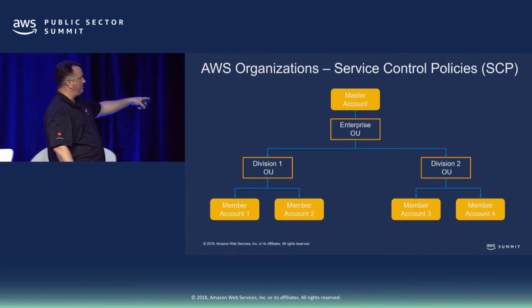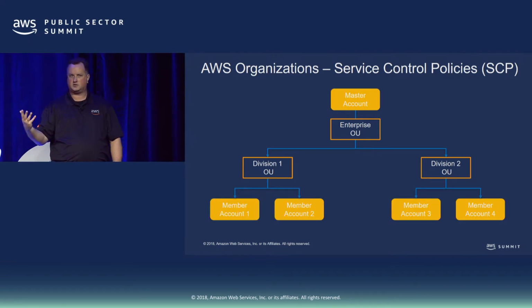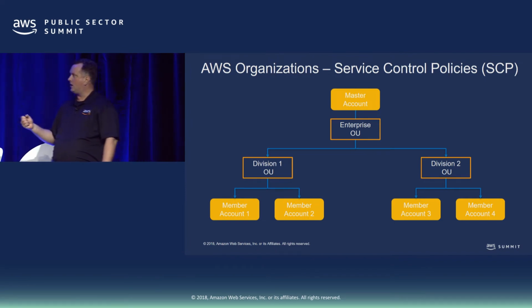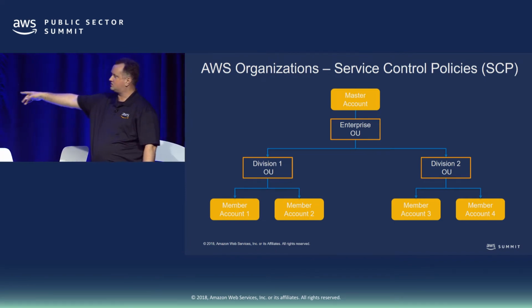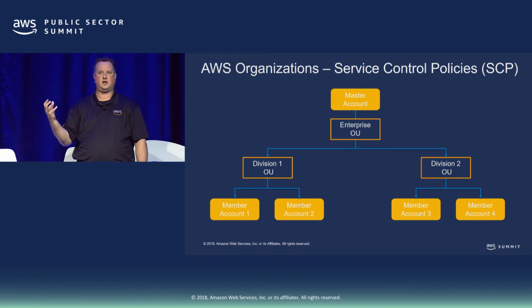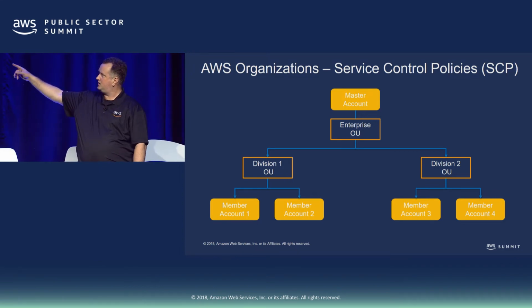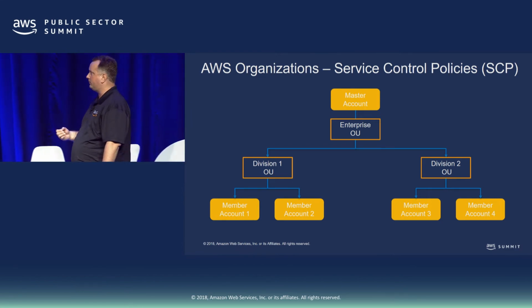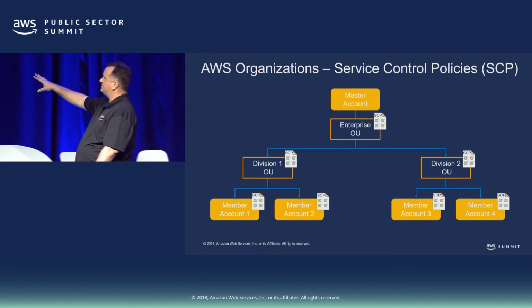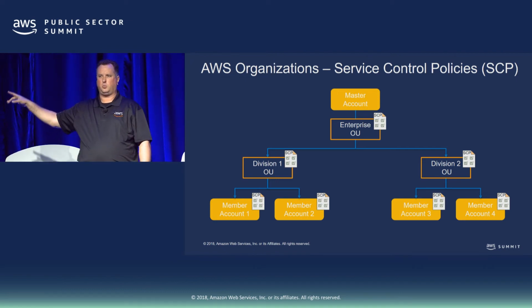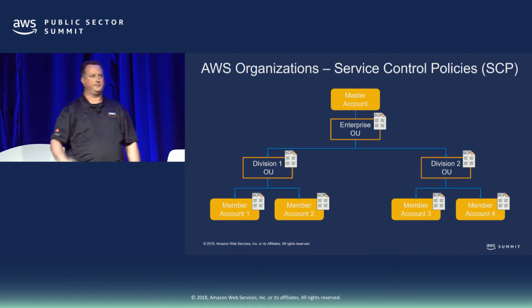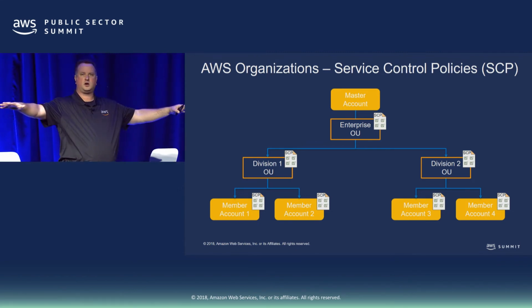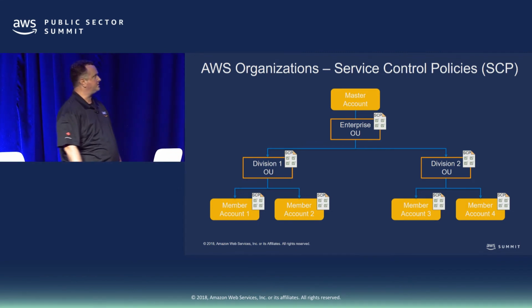And then you add in member accounts, or sub-accounts, some people will call them. The member accounts in this case are actual AWS accounts. Anything in the solid yellow box is a real AWS account. The division and enterprise boxes with just the outline are only logical. They're not real accounts. The reason for this is that SCPs, the service control policies, can be applied at each layer. This is how you can implement control across a large organization of AWS accounts.